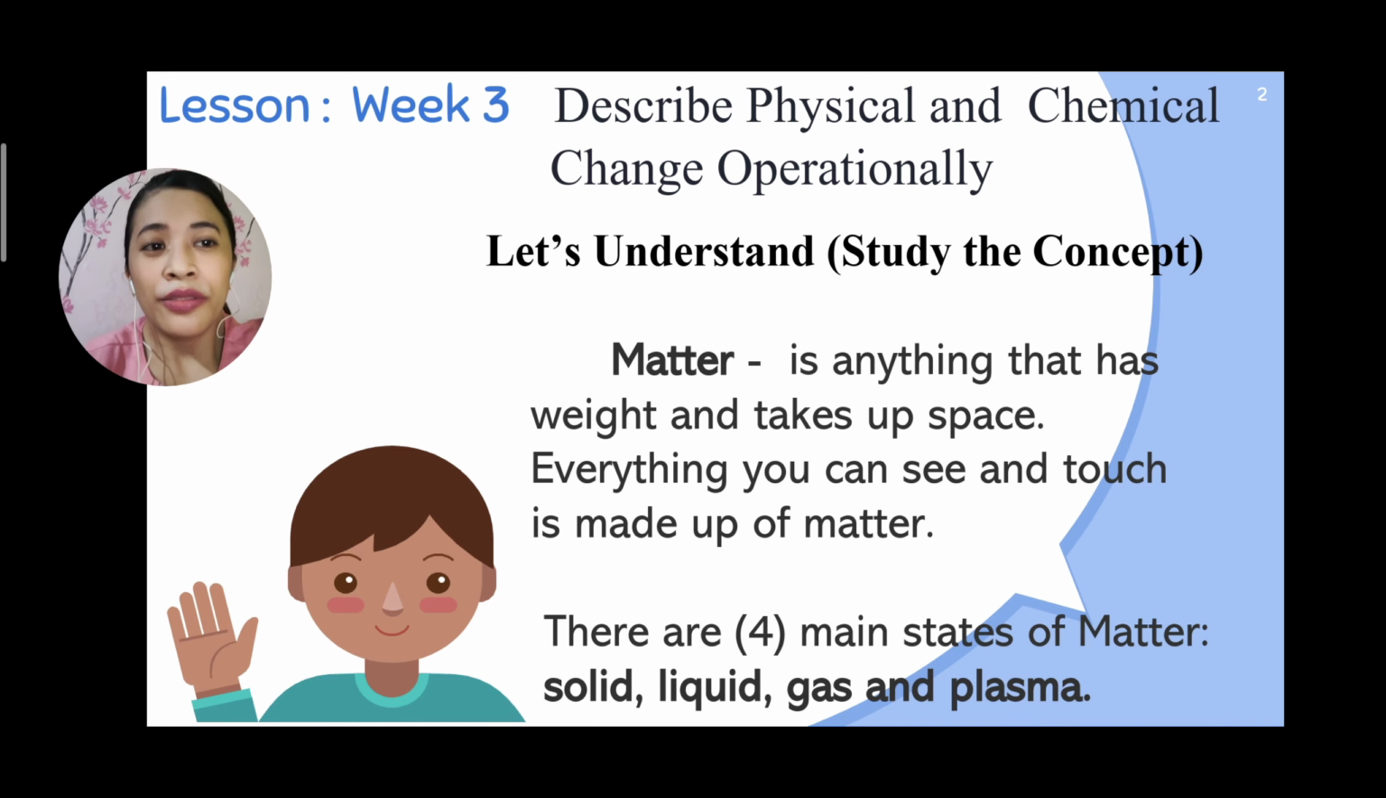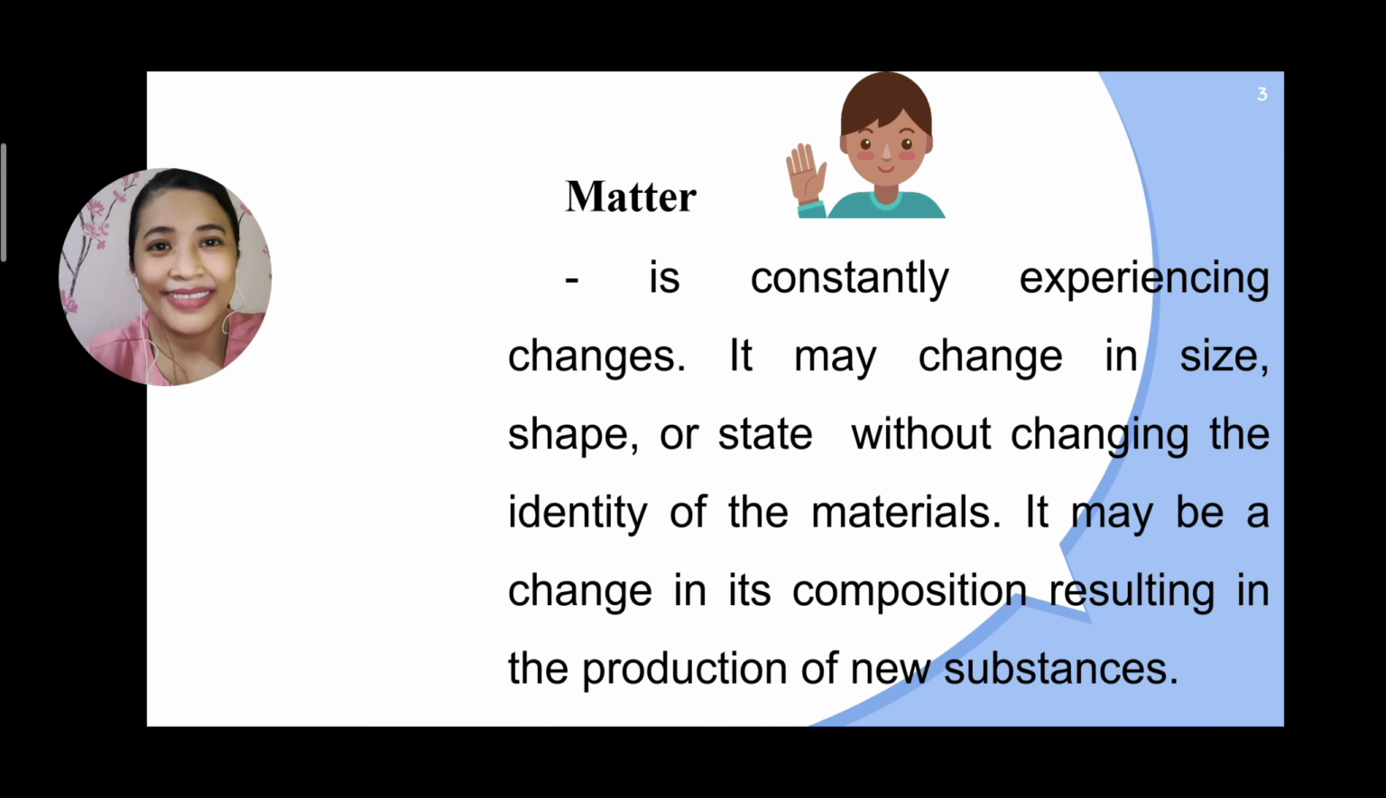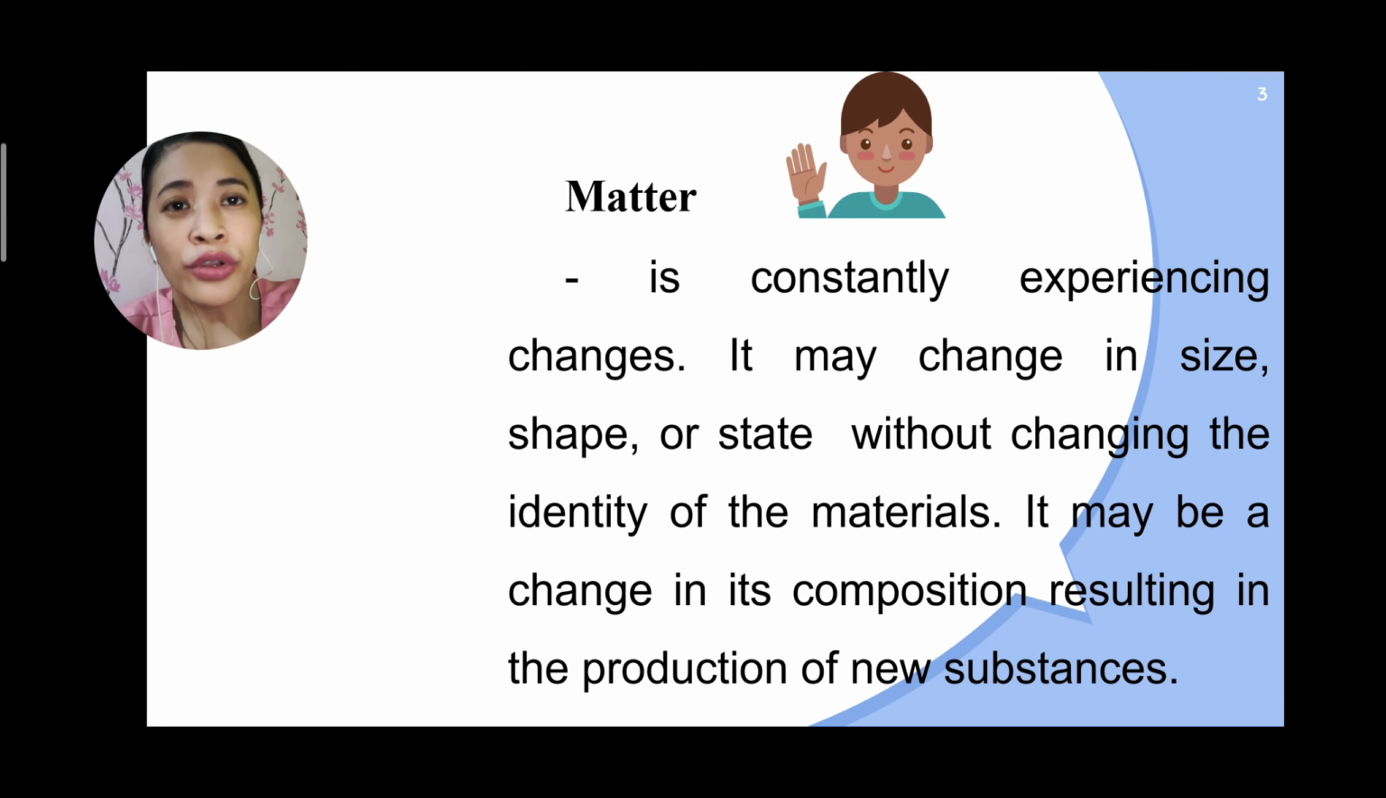There are four main states of matter, which are solid, liquid, gas, and plasma. Matter is constantly experiencing changes. It may change in size, shape, or state without changing the identity of the materials. It may be changed in its composition, resulting in the production of new substances. Matter undergoes two changes, which are physical and chemical change.